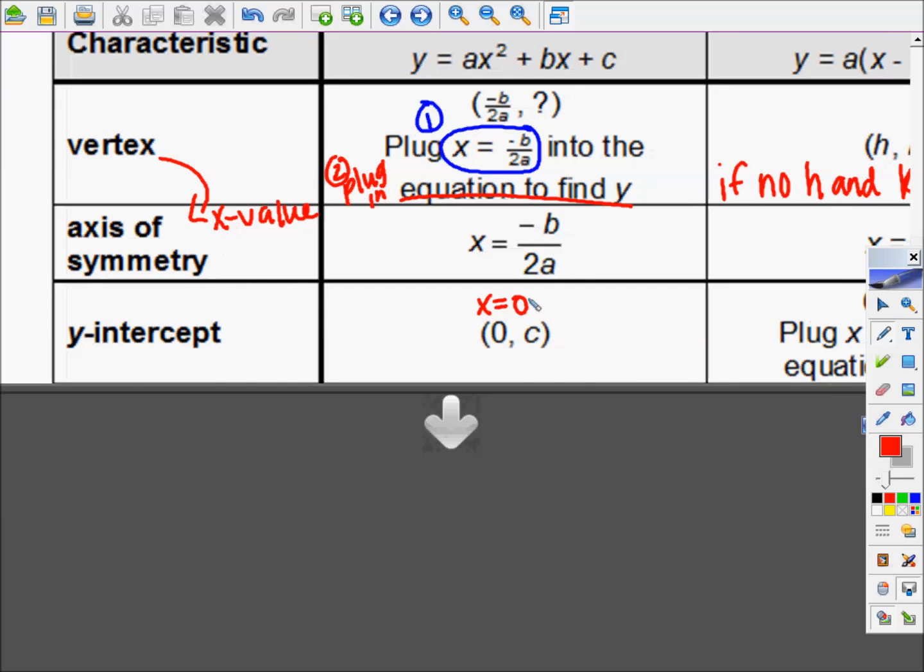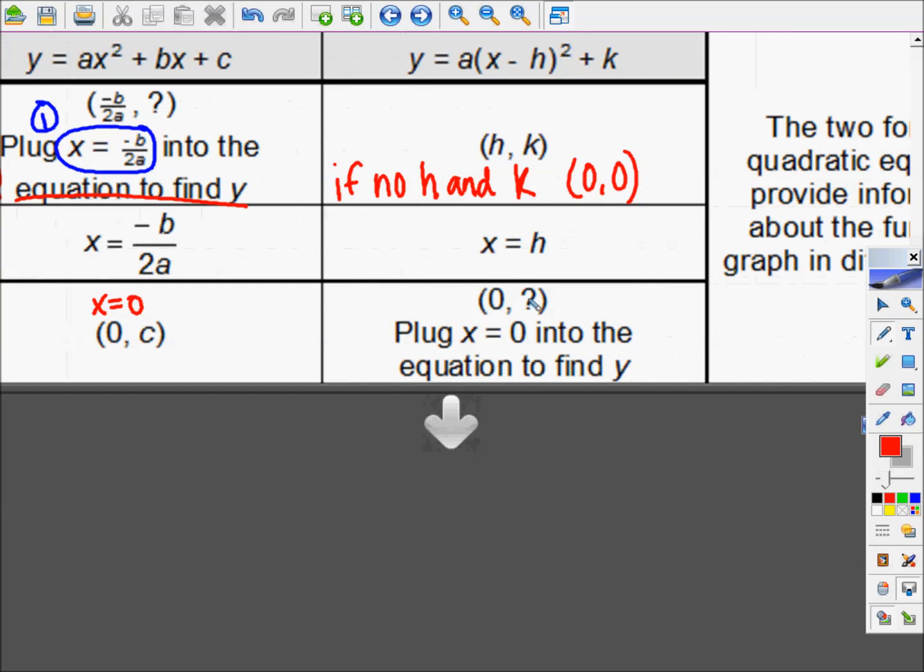The reason you need to keep that in mind is because when you're in vertex form, you actually have to plug in x equals 0 and solve. It doesn't cancel out here. When I plug in 0 here, it's the y. So in vertex form, you actually have to plug in 0 into the equation.